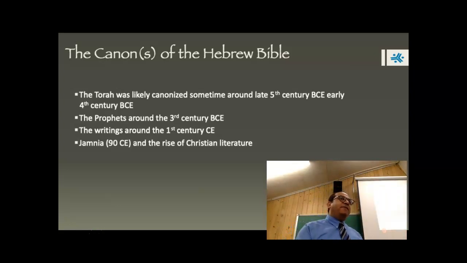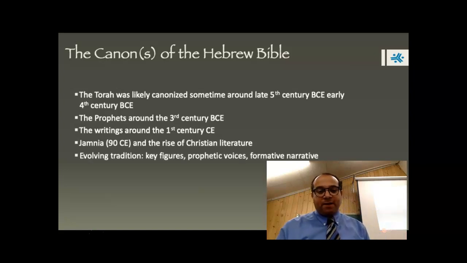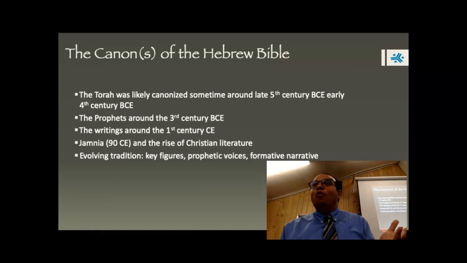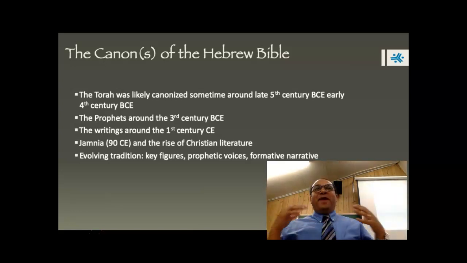Some scholars say that the Hebrew Bible, all of the books that you have in the Hebrew canon, reached this final canonization because of the rise of Christianity and the Christian literature. So in response, the Jewish community started to close the canon. In response to the rise of Christianity and the Christian literature. How did they canonize it? It was a very messy process. We don't have all of the ins and outs.